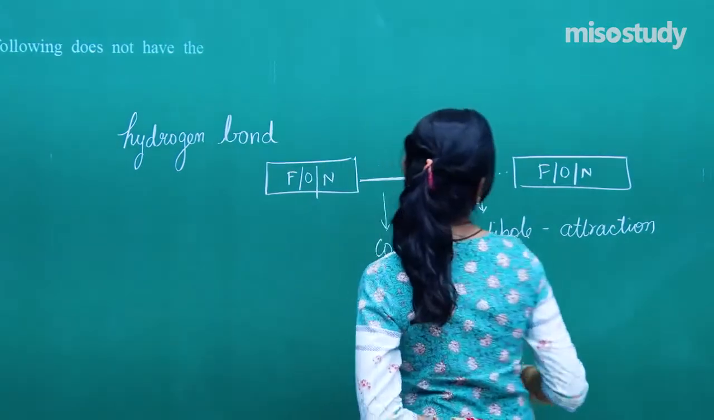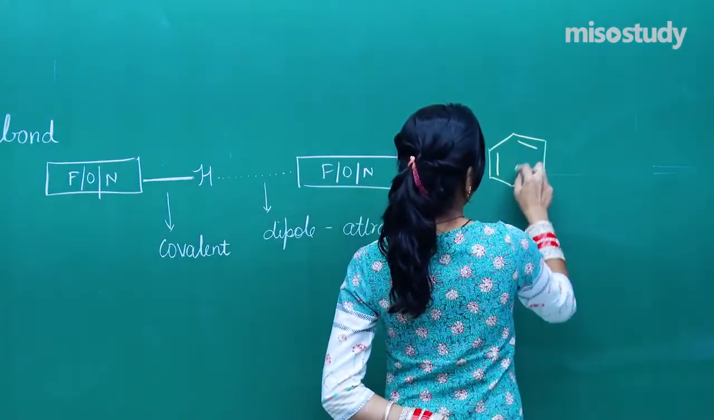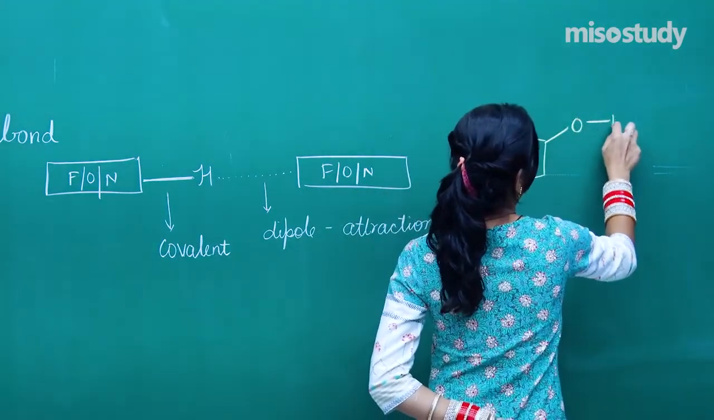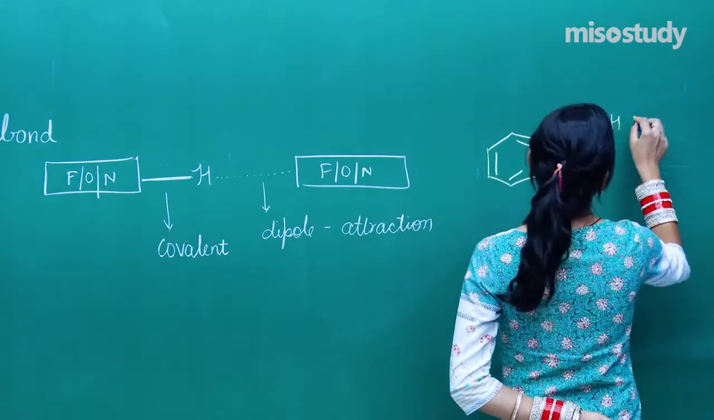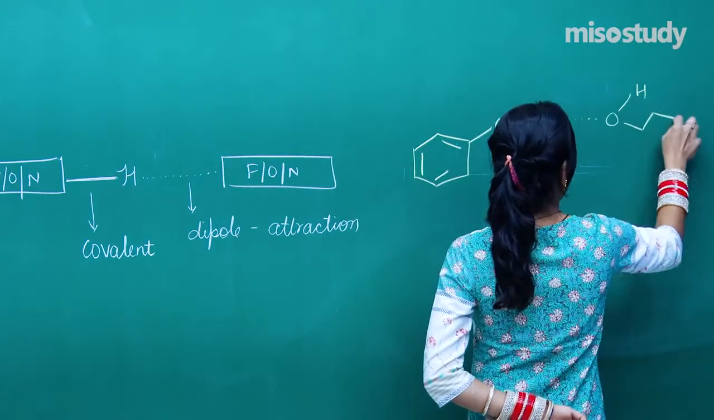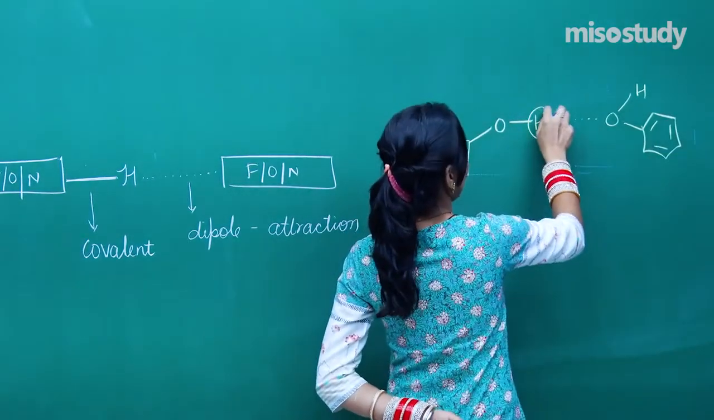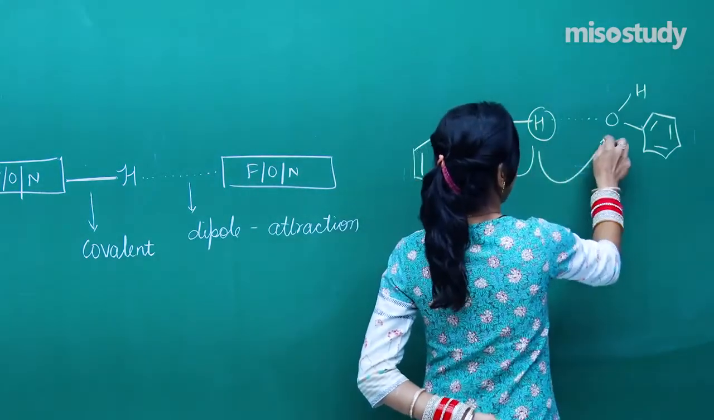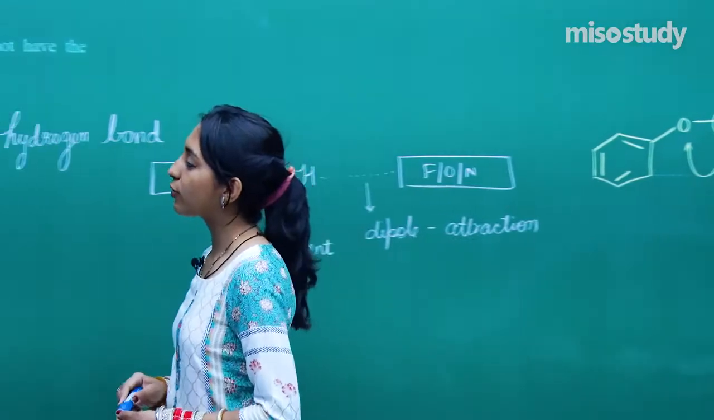The first you can see here is phenol. So, phenol is an organic compound, OH, right? Now, one molecule of phenol could be easily linked to another molecule of phenol. See, hydrogen sandwiched between oxygen and oxygen. So, hydrogen bonding is there in phenol, right? So, A is not our option.